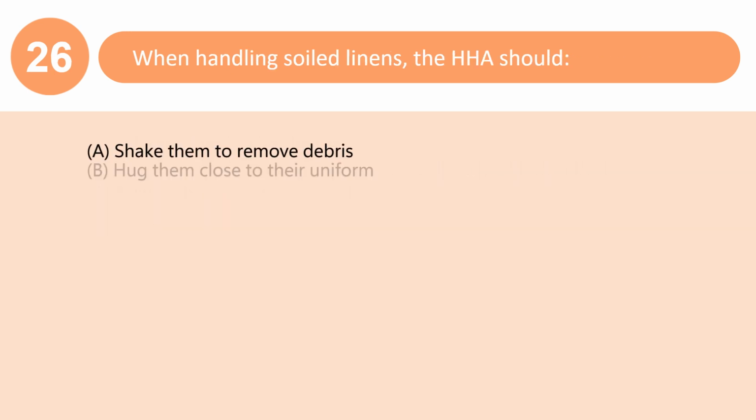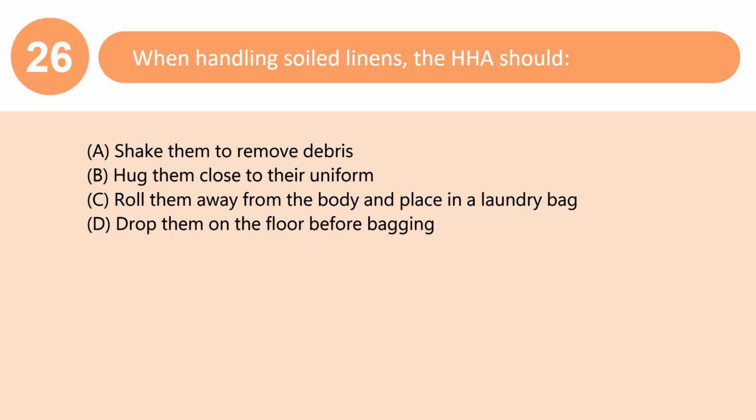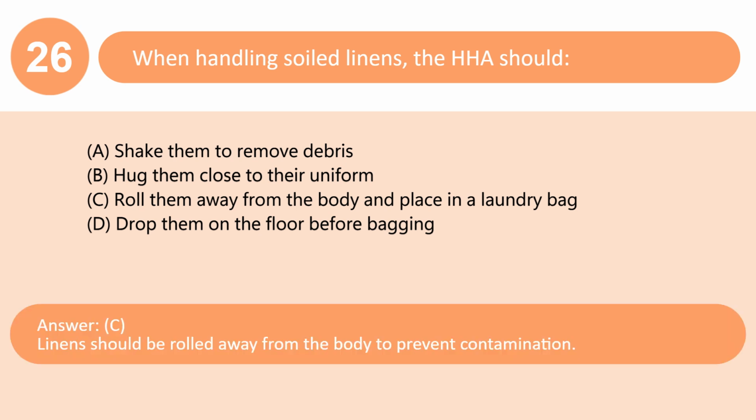When handling soiled linens, the HHA should: A. Shake them to remove debris. B. Hug them close to their uniform. C. Roll them away from the body and place in a laundry bag. D. Drop them on the floor before bagging. Answer: C. Linens should be rolled away from the body to prevent contamination.